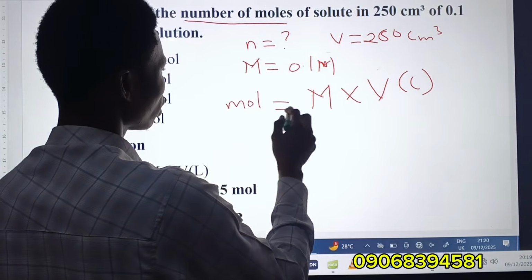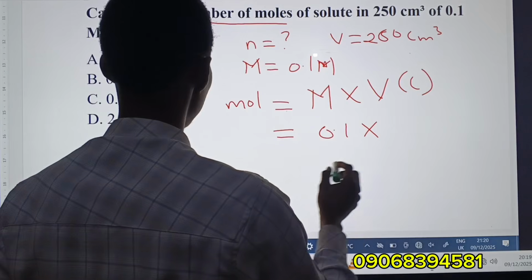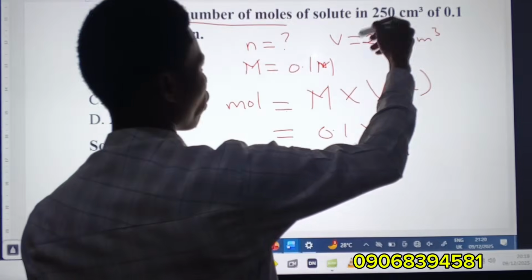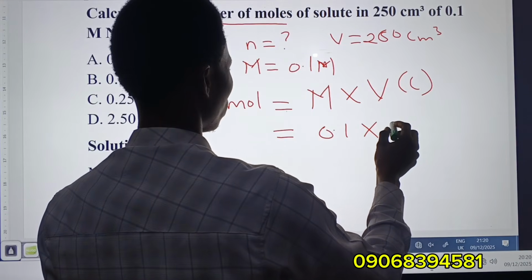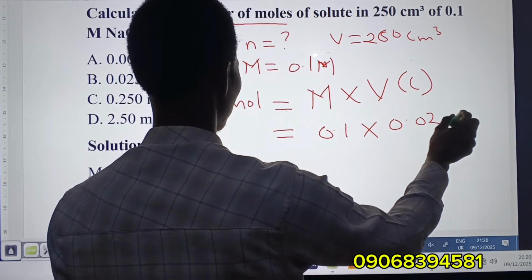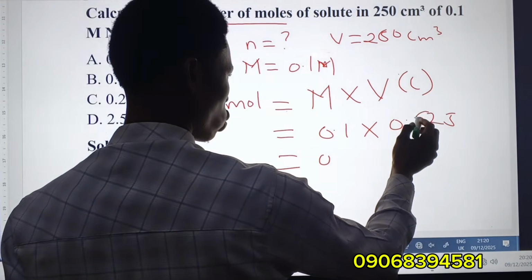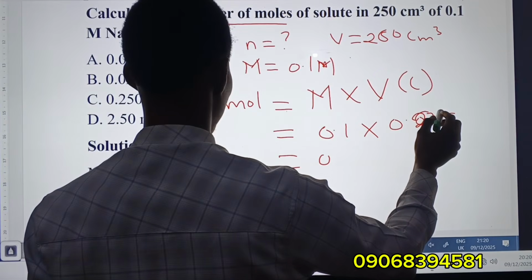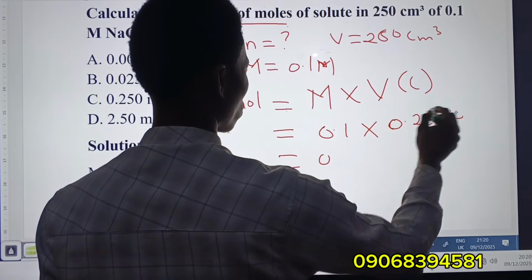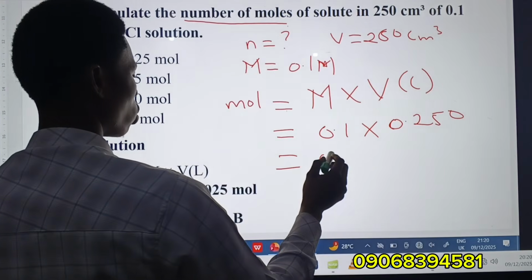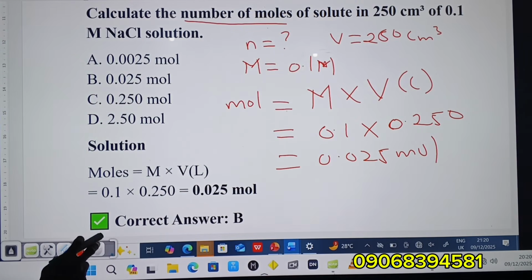So number of moles will be equal to molar concentration, given as 0.1, times the volume. Volume we're given in cm cube. To convert it to dm cube, you divide by 1000, right? 1, 2, 3, divide by 1000. That will give us 0.250. So 0.1 times 0.250 will give us 0.025 moles. That's the answer to that question, right?